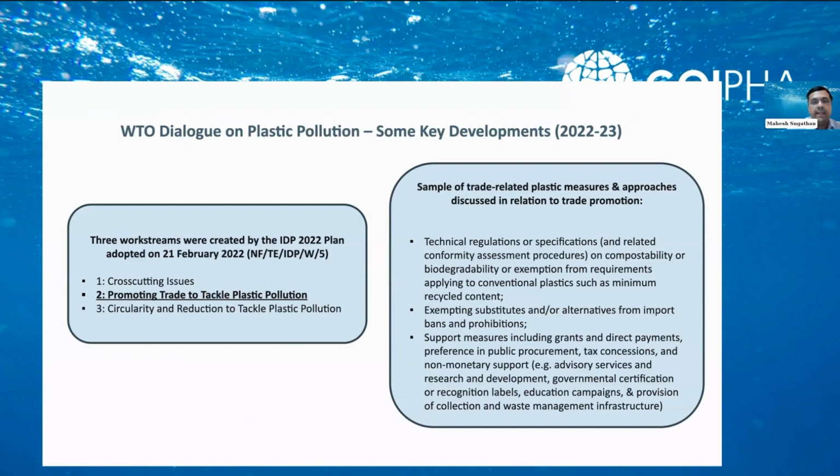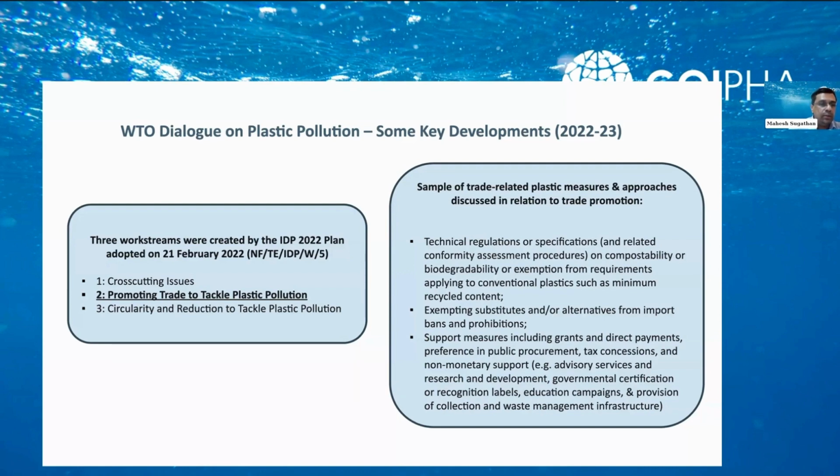Now, what have been some of the key developments that we've seen in the WTO dialogue? One of the three work streams that was created by the DPP is on promoting trade to tackle plastic pollution. And this includes trade in environmentally sustainable and effective substitutes and alternatives, as well as technologies for environmentally sustainable and effective substitutes and alternatives of interest to developing members and least developed countries, including SIDS, small island developing states, as well as opportunities for the MSMEs, or small and medium enterprises in these countries.